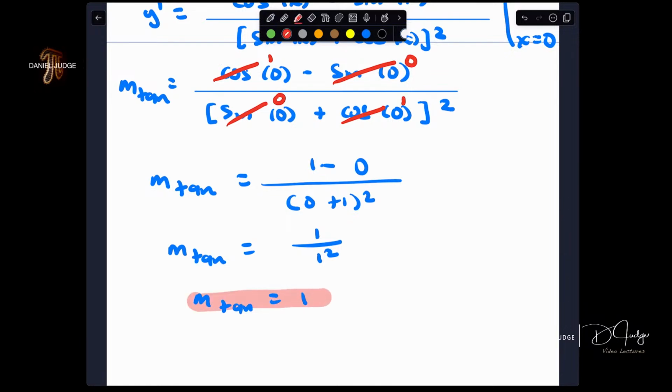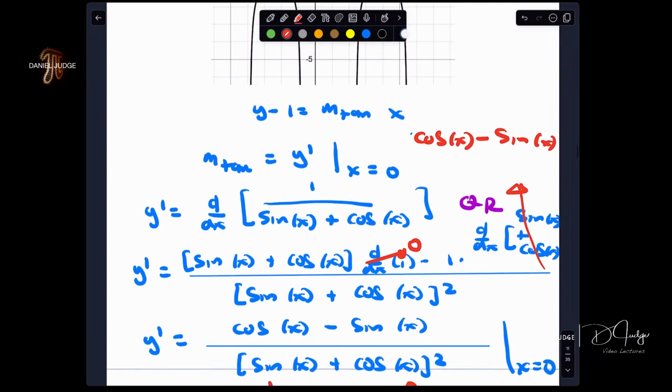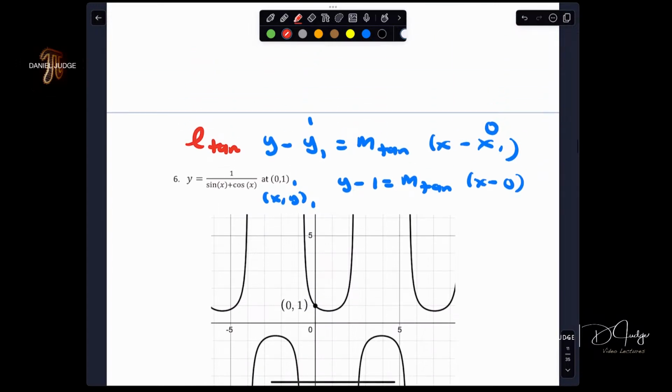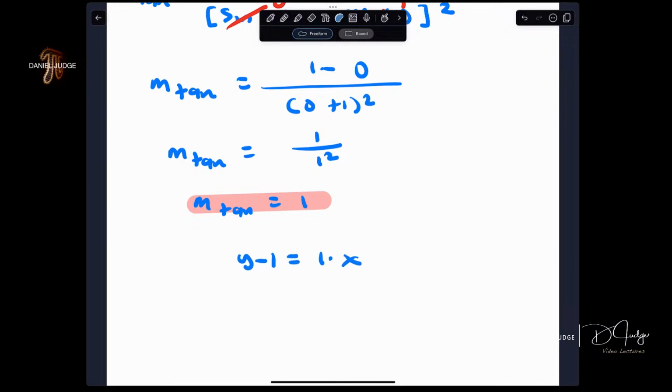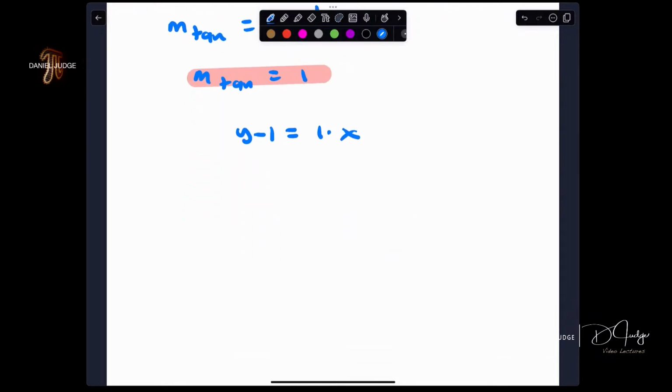So remember, we were keeping this in red. And this number here is 1. So we get y minus 1 is 1 times x. Let's bring that all the way down. Okay, m tangent is 1. And this means y minus 1 is just x. So add 1, and this is our tangent line.